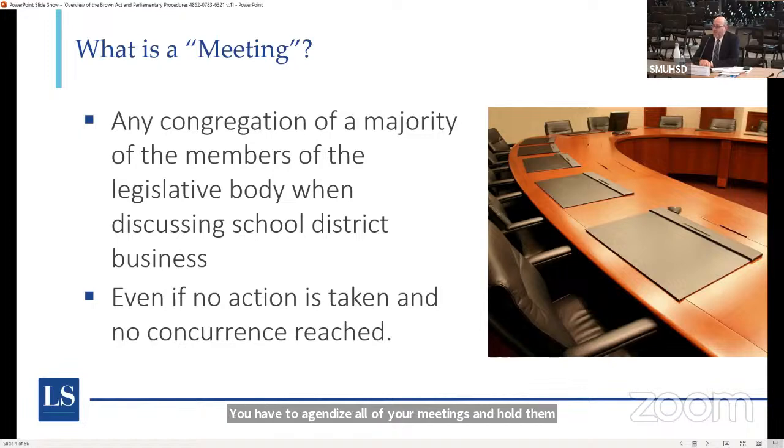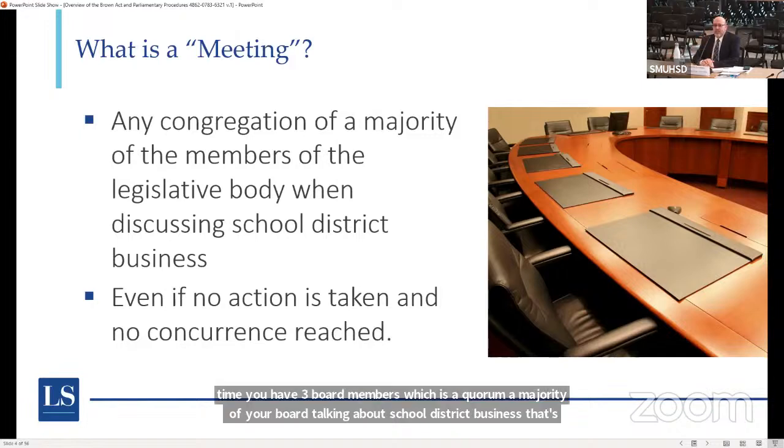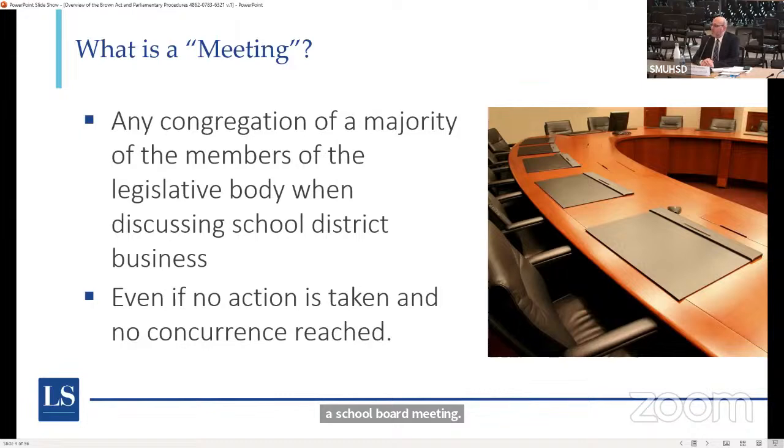And basically, anytime you have a quorum of your board, and I love 5-member boards because I only have 5 fingers on one hand, so it's easy to count. Every time you have 3 board members, which is a quorum, a majority of your board, talking about school district business, that's a school board meeting. And so strange things that happen, if 3 of you happen to be at the movie theater at the same time and you see each other and you start chatting, is that a board meeting? No. If you start talking about, hey, did you get to see the play at such and such a high school? Is that a discussion of district business?